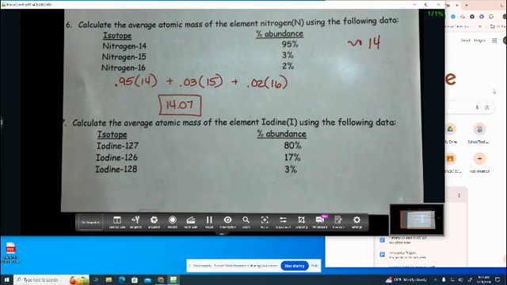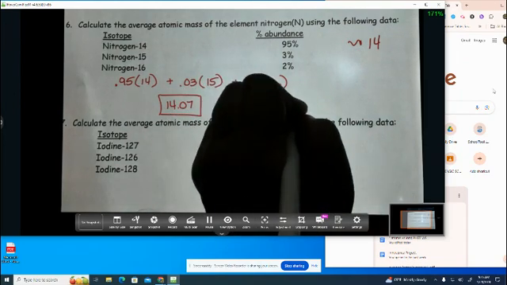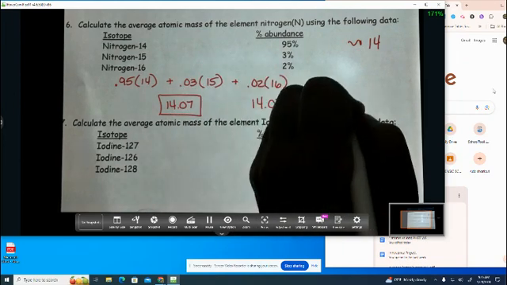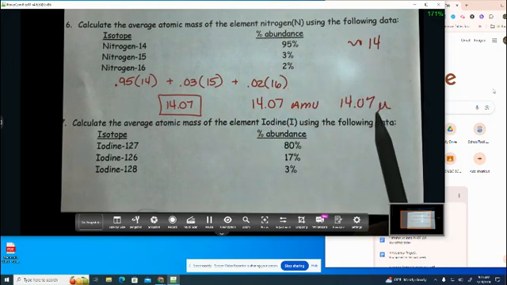Atomic mass units, AMU. Okay, the unit for this would be 14.07 atomic mass units, or 14.07, and the shorthand is that funky looking U shape. Okay, so any one of those would work.